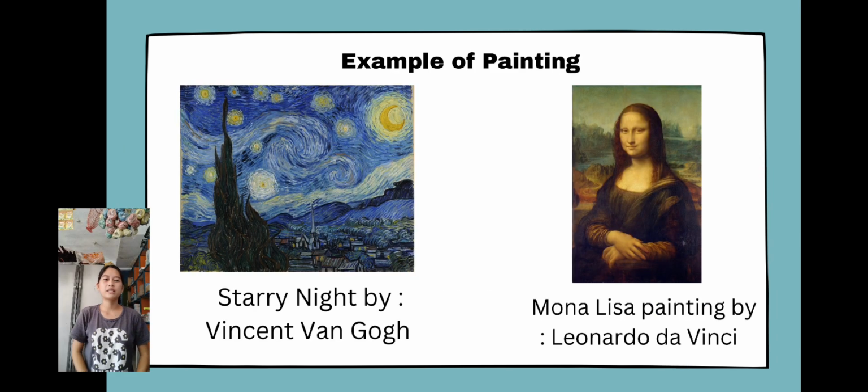I have here examples of paintings. These paintings are very well known. The first one is Mona Lisa by Leonardo da Vinci. The second one is Starry Night by Vincent van Gogh.